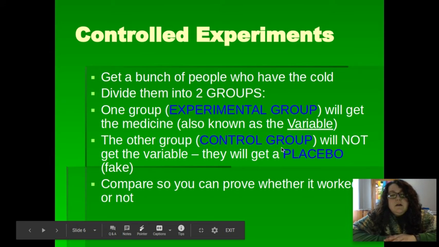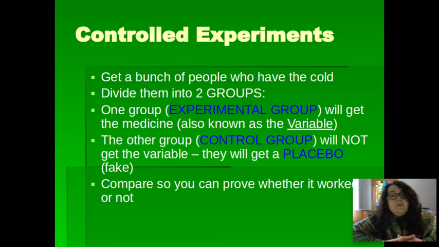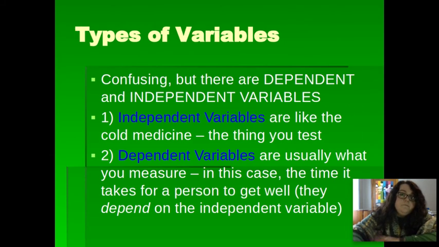But a placebo can cause a placebo effect, so it's like psychological. So if you think you're taking medicine, your brain could trick your body into getting a little bit better. But generally, the control group will not get the actual medicine. It will not have the independent variable placed on them. And this is so you can compare. So you want one group that you've manipulated, and you want one group that you've not manipulated.